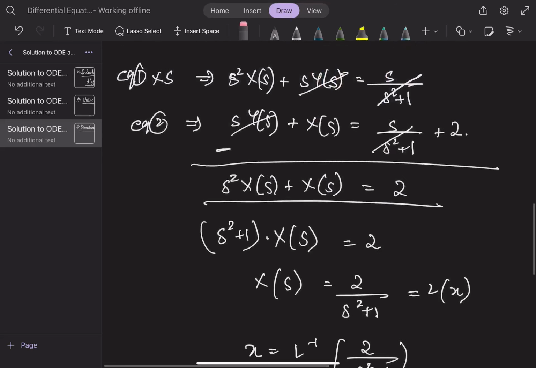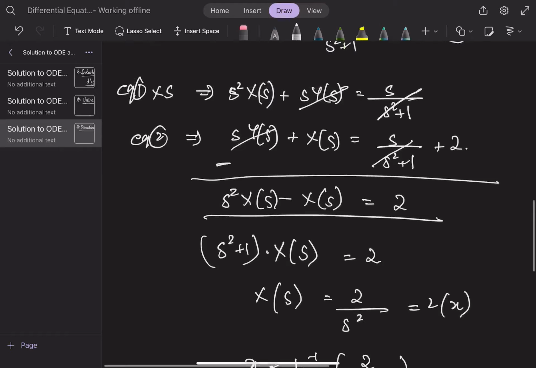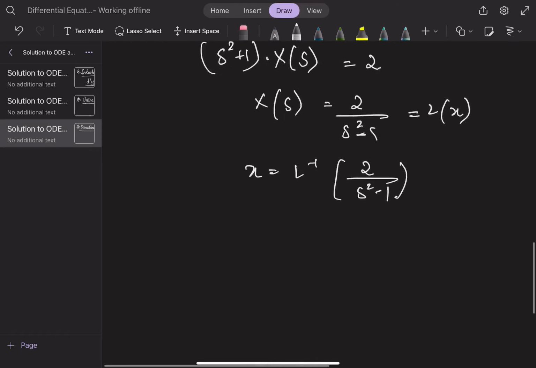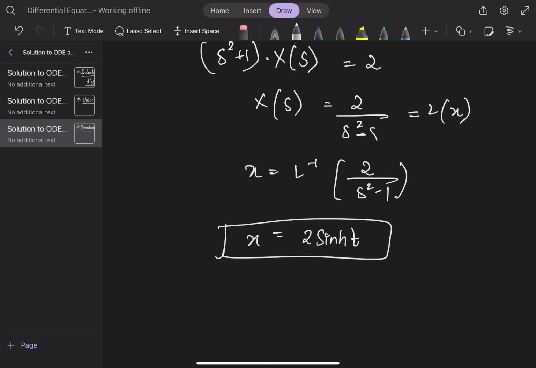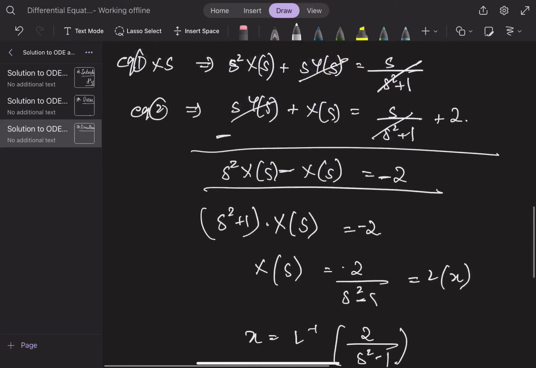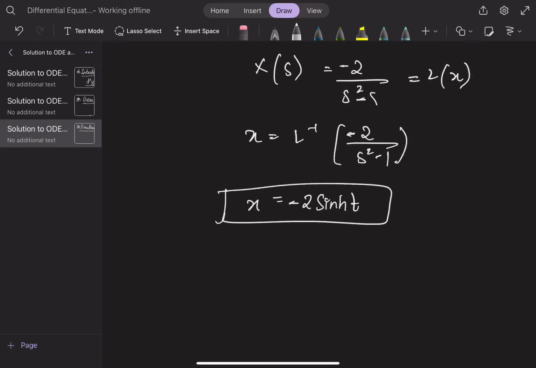Sorry guys, there's a slight mistake. This is not plus, this is minus. S square minus 1 minus 1. So this becomes 2 sinh t. This is the value of x. Sorry, it's minus 2 in the numerator. This is the final answer.